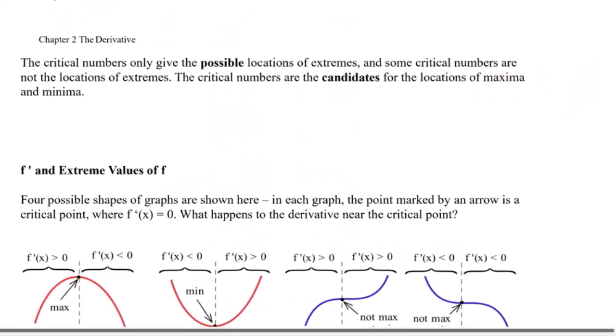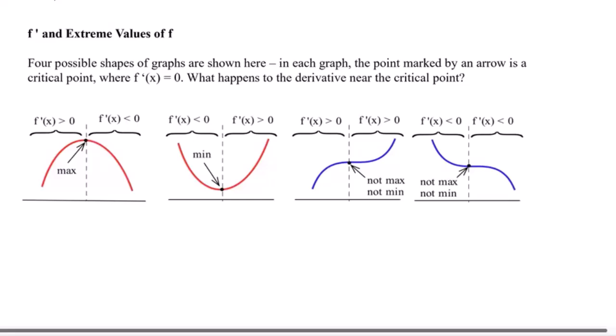So the critical numbers only give the possible locations of extremes. And some critical numbers are not the locations of extremes. Just what I said, not every critical value has a max or min, but every max or min occurs at a critical value. Only the critical numbers are the candidates for the locations of max and mins, which is what I just said.